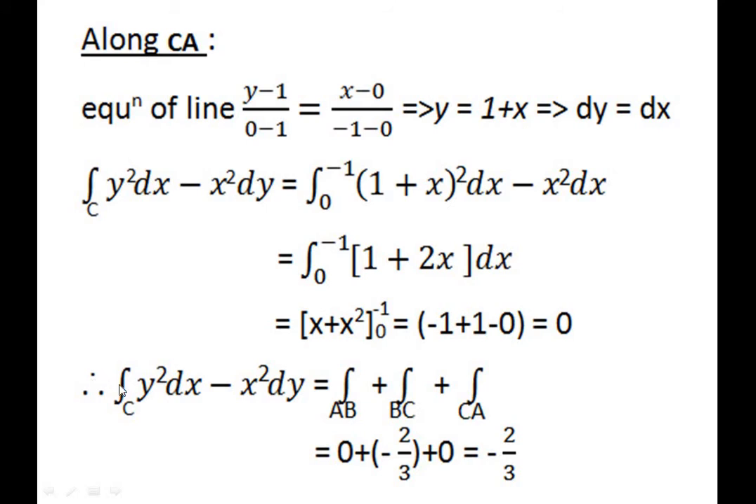Then for the total integration along the curve C, that is the triangle, the integral over C of y^2 dx minus x^2 dy equals integral over AB plus integral over BC plus integral over CA, that is equal to 0 plus (-2/3) plus 0, which is equal to -2/3.